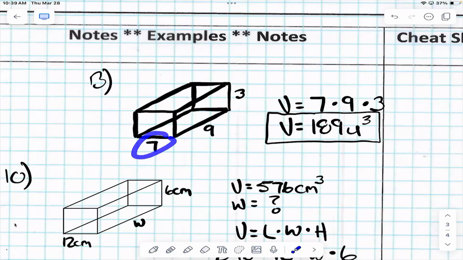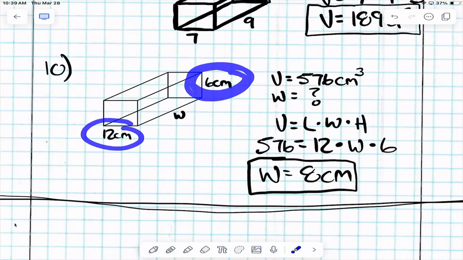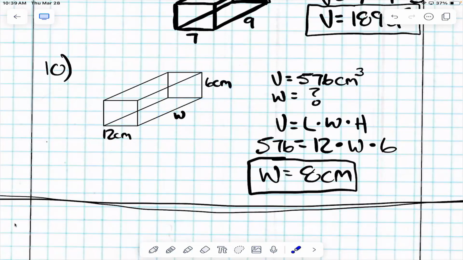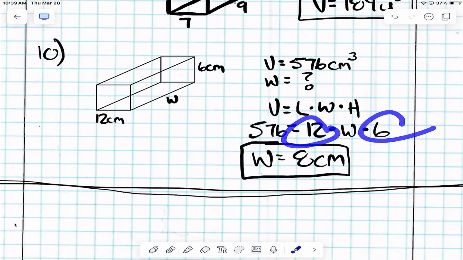Again, length times width times height, right? Sweet. All right, last one here. I gave you the length of this shape and I gave you the height of this shape, did I not? Did I give you the width? No, I said the width is, I don't know. I gave you the volume though, yes? So does this count as plugins? If I plug in the volume is 576, the length is 12, the height is 6, and the W is missing, does that count as me putting plugins in?